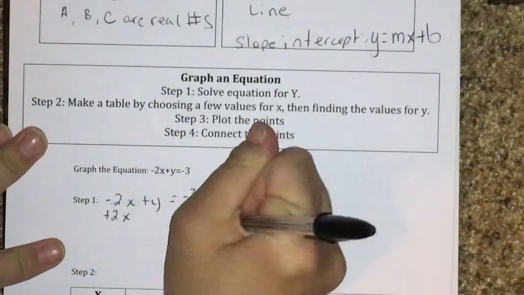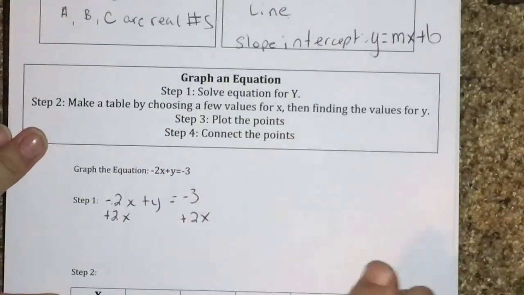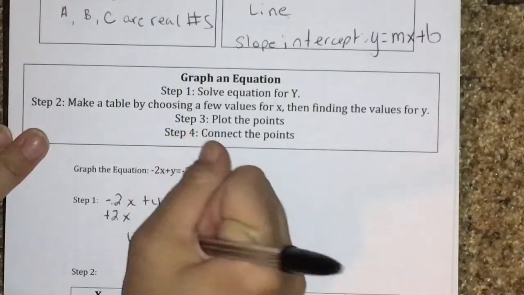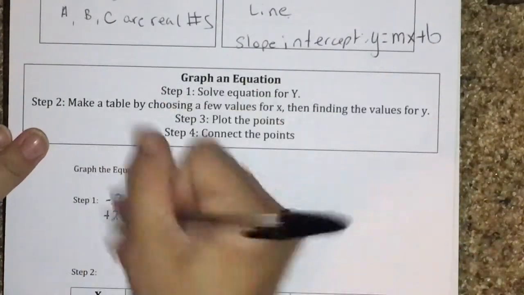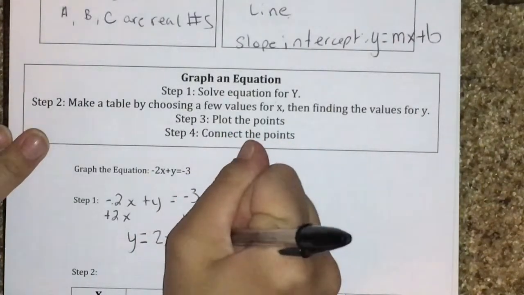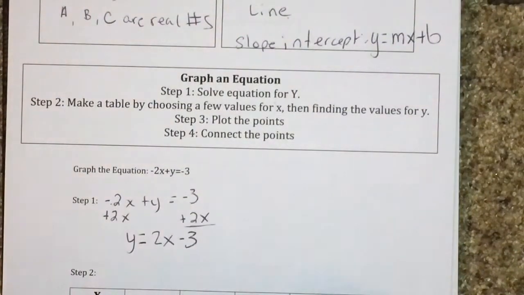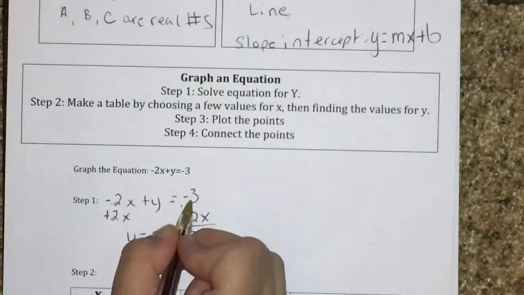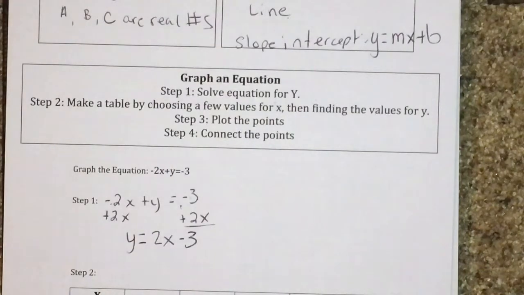We do that by applying the opposite operation. And we get y is equal, when you rewrite this, I always rewrite it with the x first and the constant after. Remember that the sign stays with the term. So let's make a table by choosing a few values for x and then finding the values for y. We're going to pick a couple of x values that we can plug in to find out what the y values are, and then graph them.